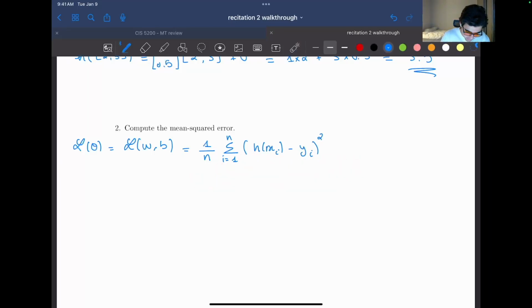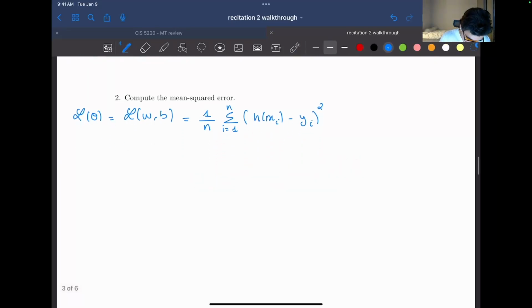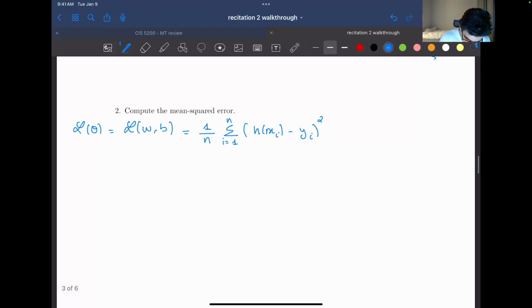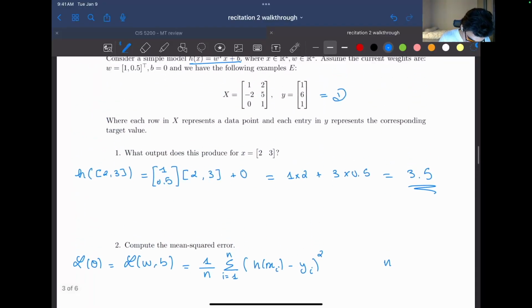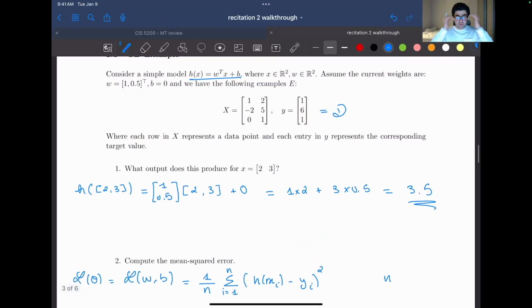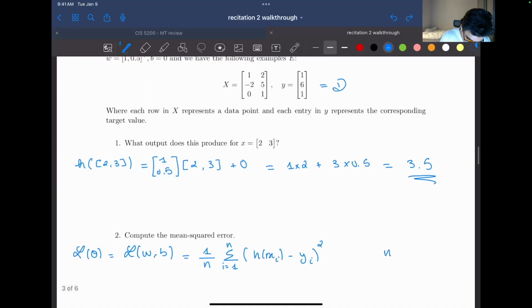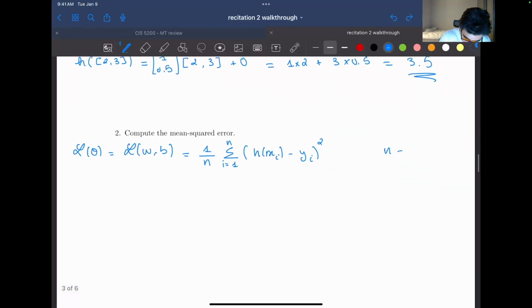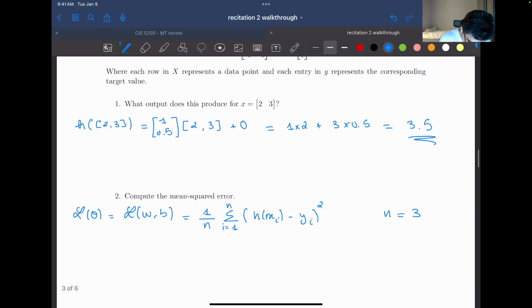Okay, just as some kind of intuition, if you will. Now we have a lot of letters here. Let's write some of them out. N here, what is N? N is the number of observations we have. And here we said that each row in X represents a data point, right? How many rows does X have? It has 3. So we have 3 data points. N is equal to 3.